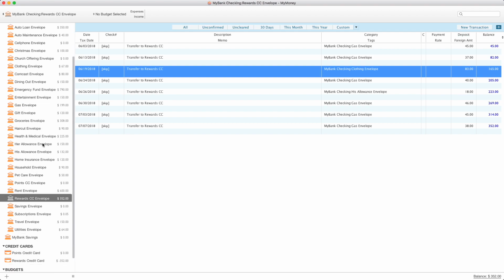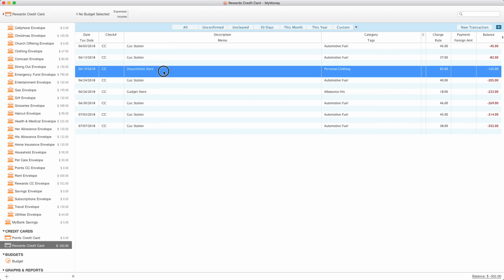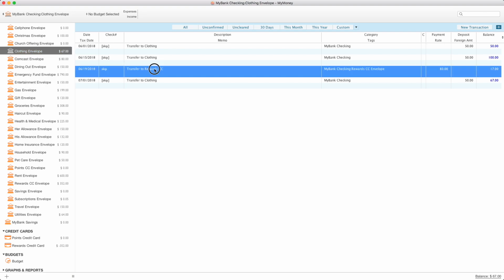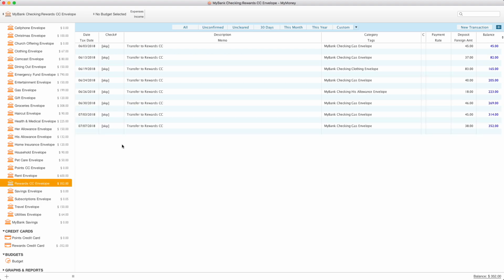So the next one is a clothing transaction. We saw that on the credit card register there. Department store, $83. So I went to clothing, $83. I withdrew that from the clothing envelope and I put that in my rewards credit card envelope, and so forth. All right, so all of the June transactions, we had a couple in July.